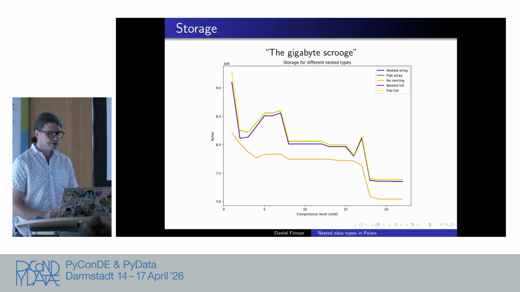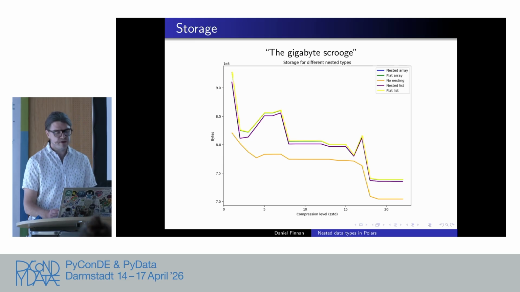So onto the storage. I just went for the default here using the Zstandard compression algorithm, which is the default in Polars. And you can see that no nesting wins by far. This is in bytes on the y-axis, but you're talking about a 100 megabyte difference, really. And we've got some strange peaks here, which I think is really down to the compression algorithm rather than Polars itself. Zstandard sells itself as a good balance between compression and performance, so I think there's something going on there with those peaks that we see. You also notice that the peaks are much more pronounced for the nested types.